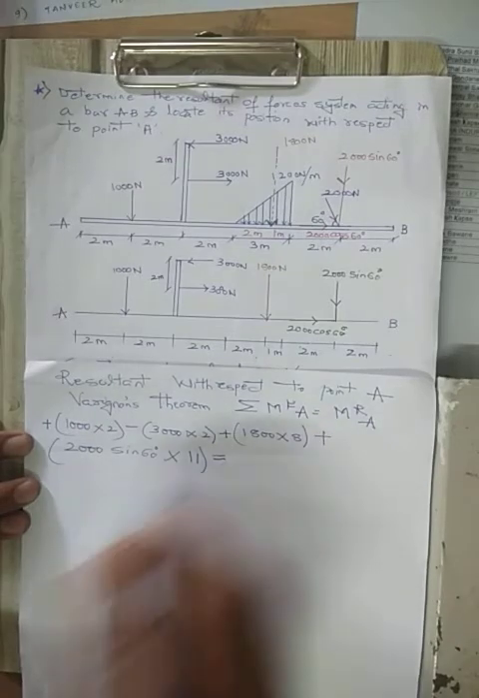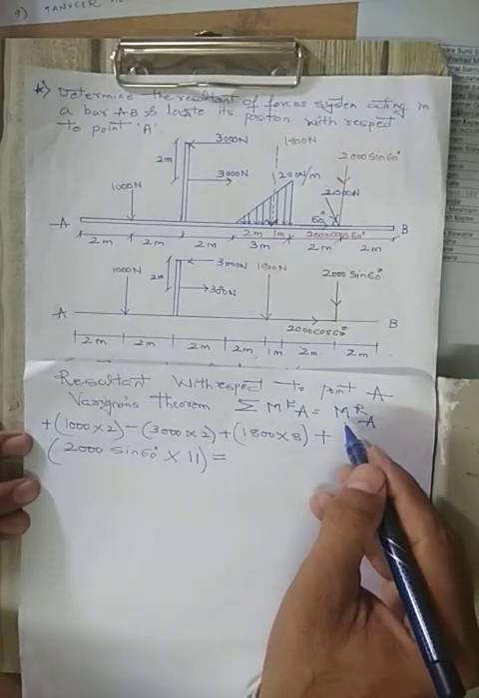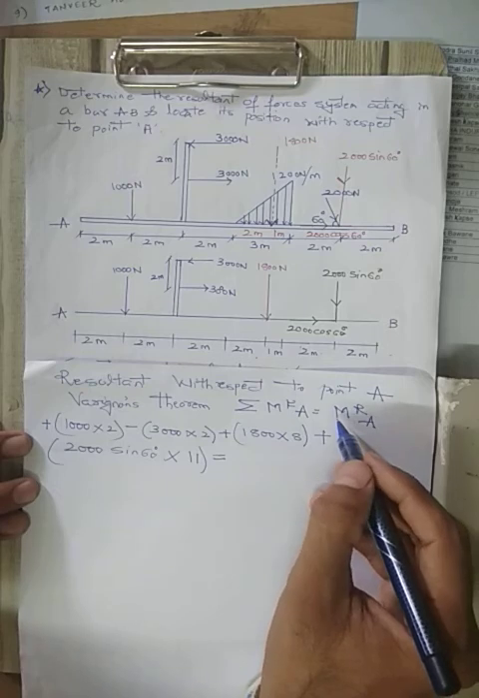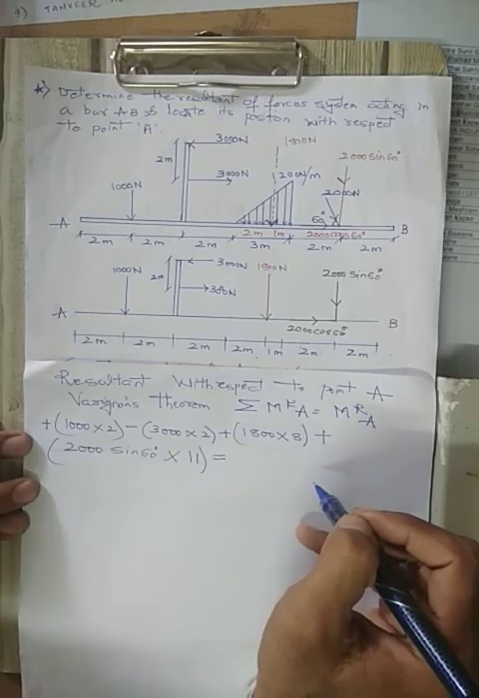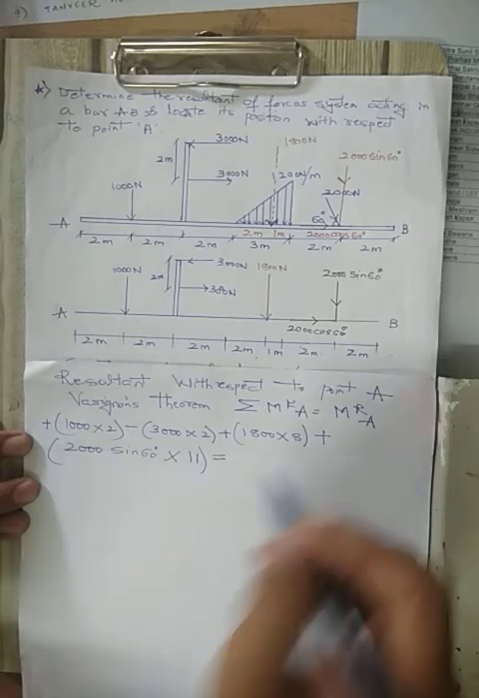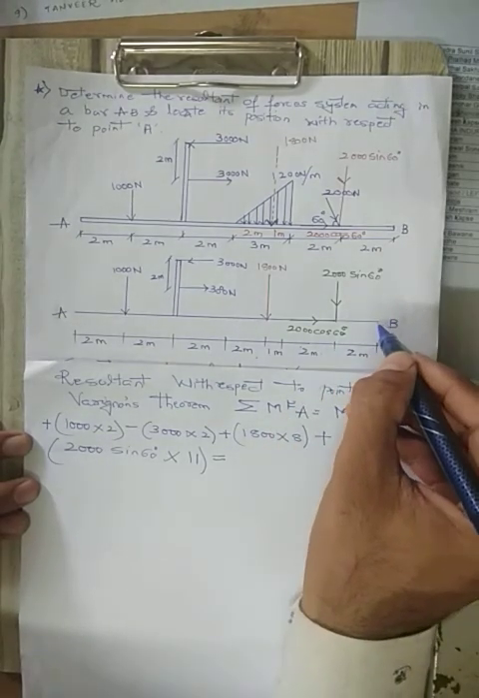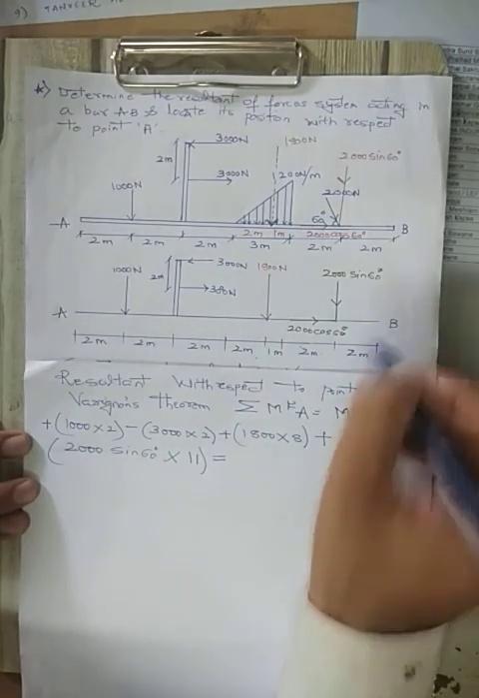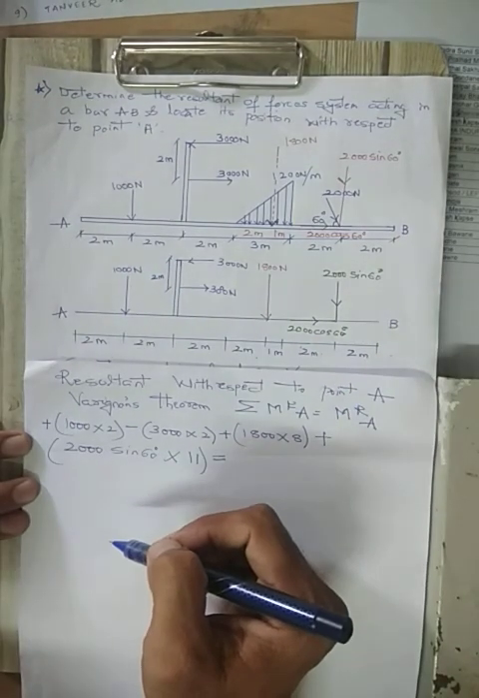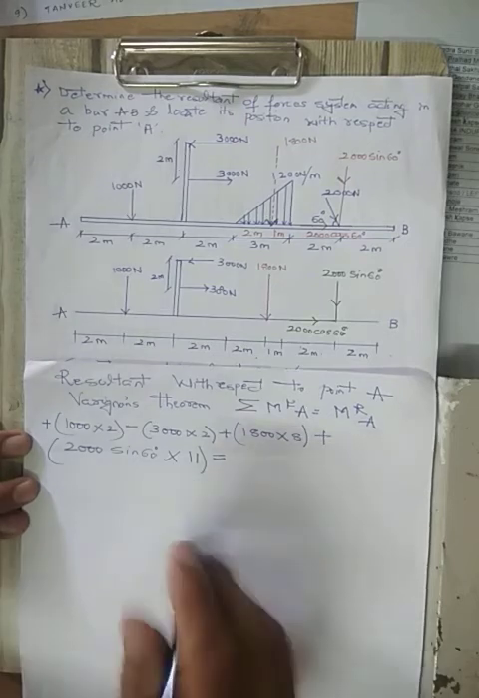That is equals to, what is the next right side of this Varignon's theorem? Moment of resultant about point A. So here the resultant, suppose it is acting at the AB bar, in this way, so it will have its x component and it will have its y component.